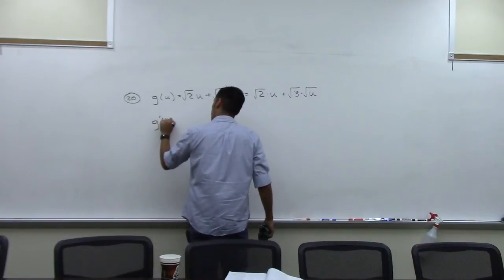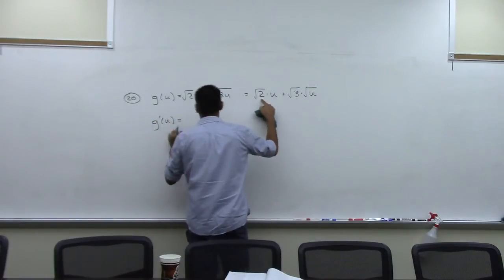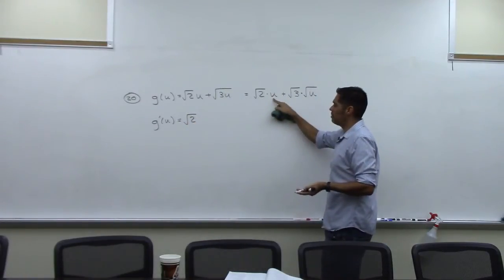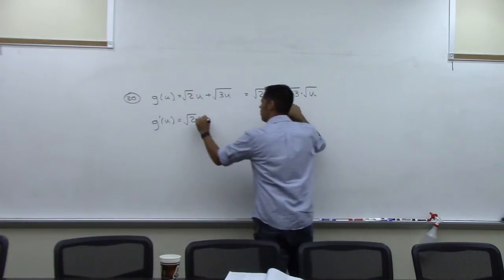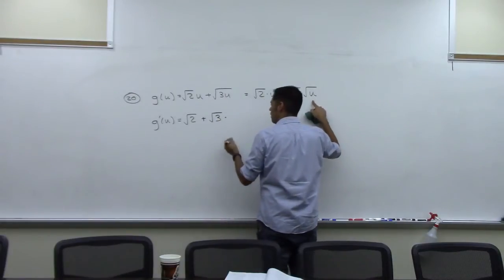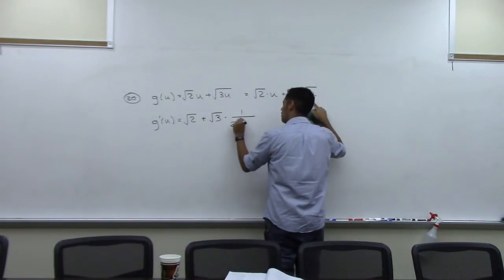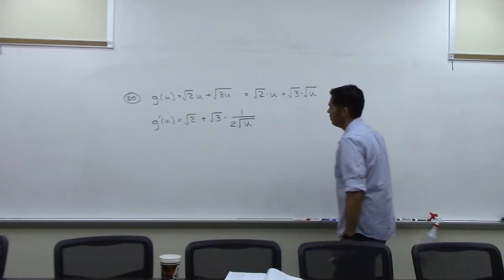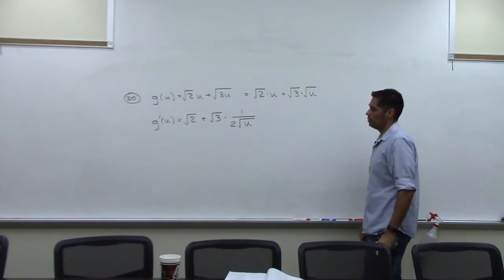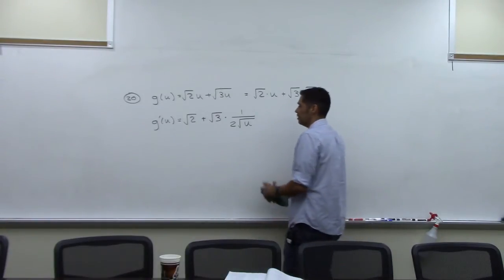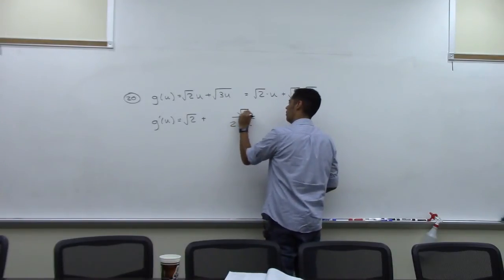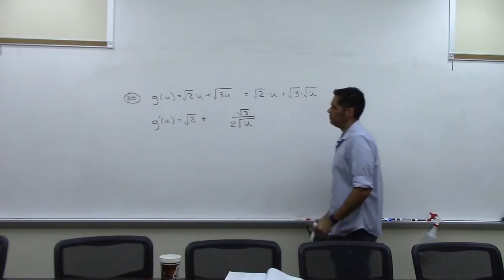So g prime of u, let's just do this. This comes for the ride, root 2. Derivative of u is the same as saying what's the derivative of x. So that's just 1 plus root 3 comes for the ride. And then the derivative of the square root of something is 1 over 2 times the square root of that something. So derivative of root u is 1 over 2 root u. And the only thing really you could do is take this root 3 and throw it on top there. Like that, plus that. So we're there. That's it.